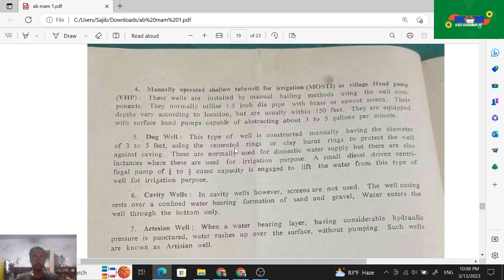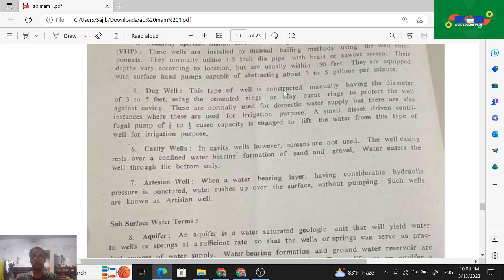Then dug well: this type of well is constructed manually having a diameter of 3 to 5 feet using cemented rings or clay burned rings to protect the well against caving, and these are normally used for domestic water supply, but there are also instances where they are used for irrigation purposes. A small diesel driven centrifugal pump of 1 to 1.5 cubic foot capacity is engaged to lift the water from this type of well for irrigation purposes.